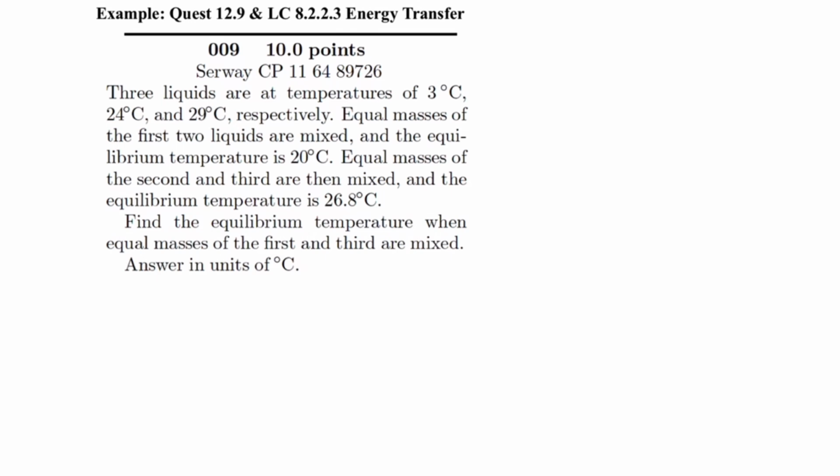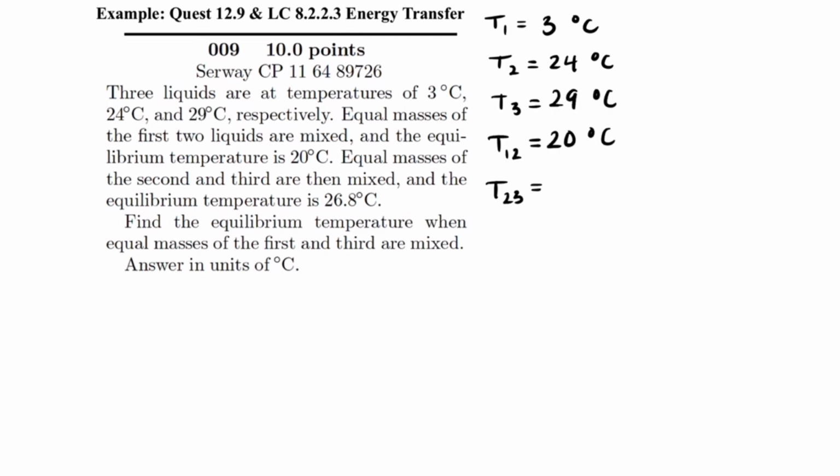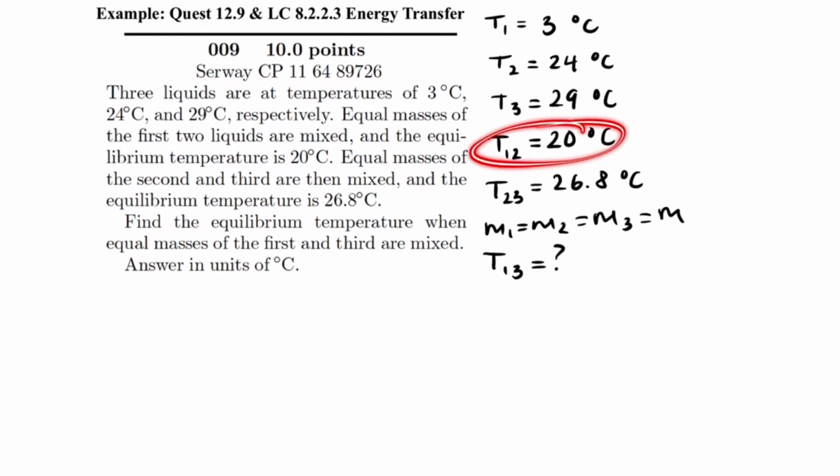All right, so let's do this. Let's write down what we know. I label the mixture of the first 2 liquids with T12, the temperature, and the second and third, T23. So we need to find T13, first and third. Because all the masses are the same, I'm just going to call it M.